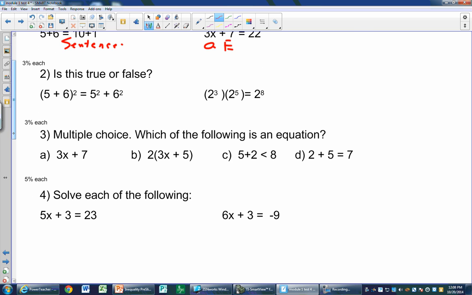Number 2. Is this true or false? Well, all you have to do is crunch the numbers. However, we know this is false because of the properties of exponents. This says, does 11 squared equal 25 plus 36? Does 121 equal 61? It's false. So we can do it two ways, through properties or through arithmetic. Here, this is a property. We have like bases. We can add the exponents.